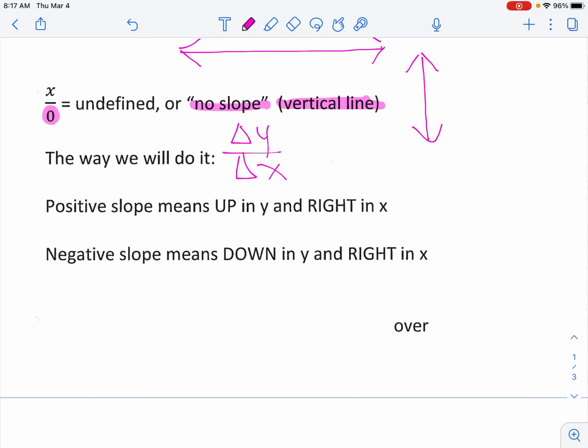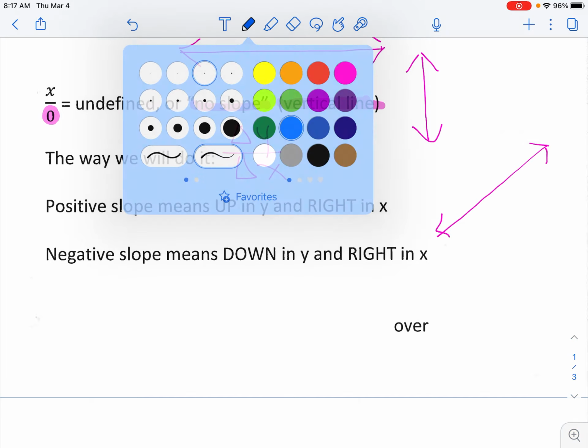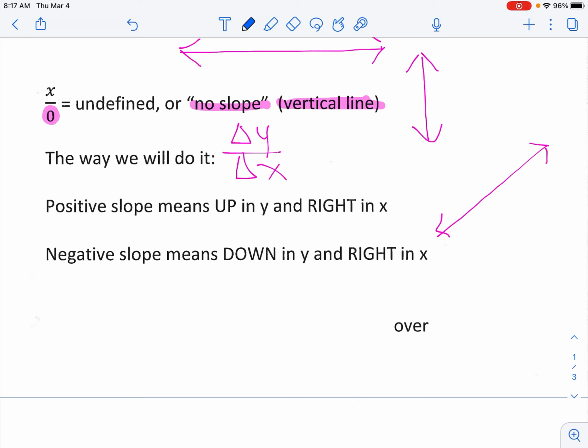Remember that if you have a positive slope, it means that your line is going up in y and moving to the right in x. So if I draw an example of that, let me find a different color now. Okay, so that means that the change in y, remember y is the vertical axis, a positive slope means that the line is going up and moving to the right. So if we're going from this point to this point, we're going up and moving to the right.